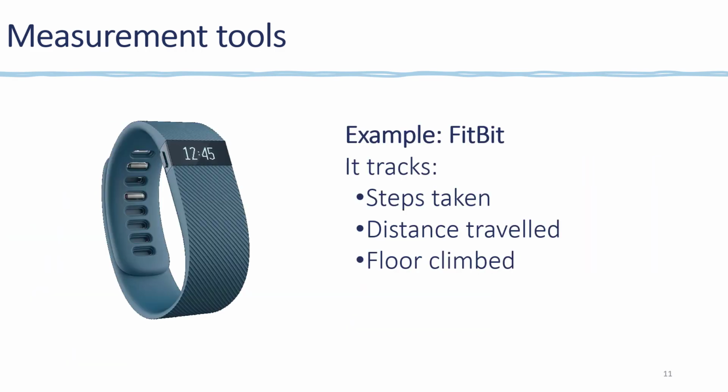Another example is a Fitbit. The Fitbit is equipped with an accelerometer, and that's what allows it to track things like the number of steps taken, the distance traveled, the number of floors climbed, etc. That all comes from an accelerometer.